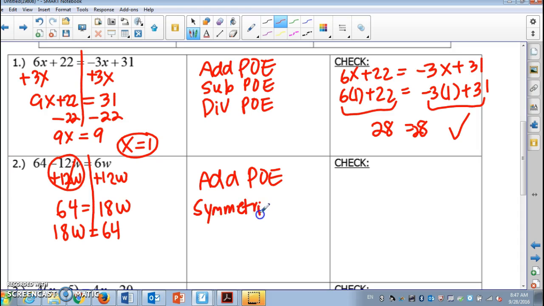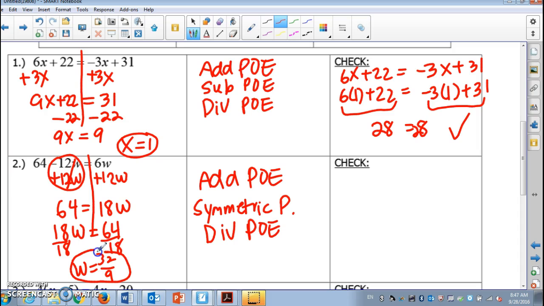I hope you guys remember this. Okay, then what we're going to do, we're going to divide by 18 from both sides. What property is that? DivPo. And then w is equal to 64 divided by 18, which is 32 over 9. We want to keep it as a fraction.